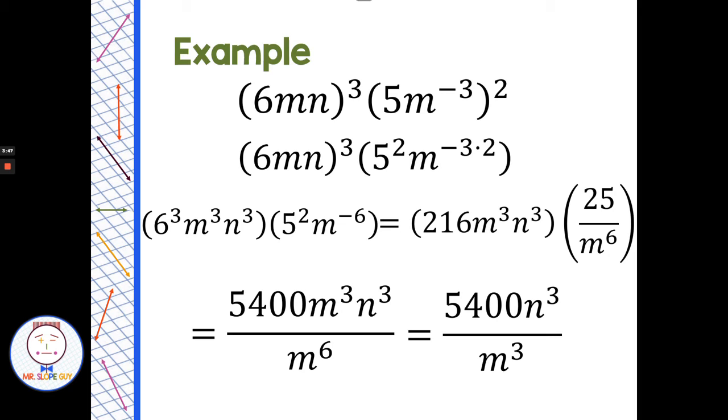So after we cancel, we'll have m to the third on the bottom, so 5,400 n to the third over m to the third. My final answer, no common factors on the top or the bottom, and no negative exponents. And if I look at the coefficient part, the number part, there's no numbers to reduce here because there's 1 m to the third in the bottom, so no numbers to reduce with that 5,400. All right, let's look at a new one.